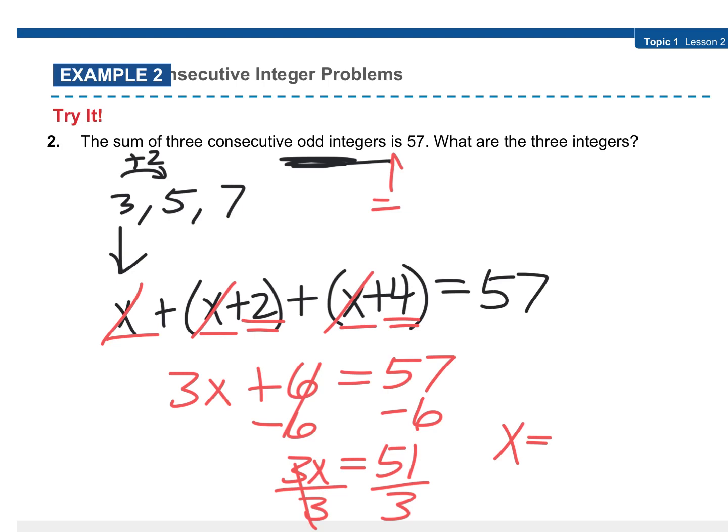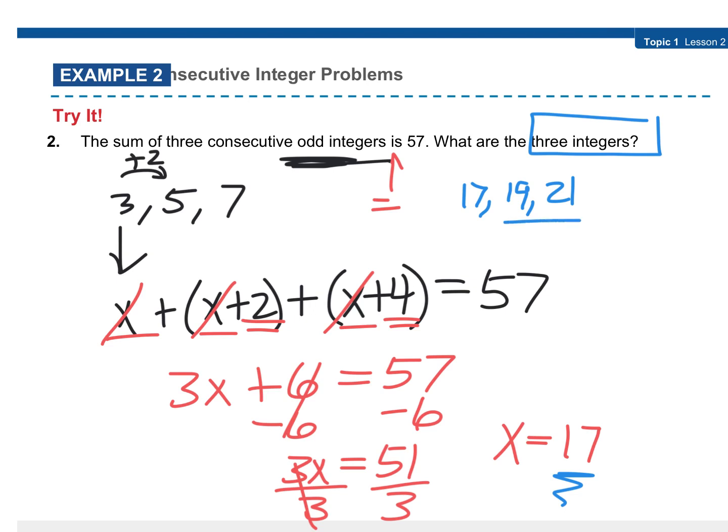Okay, now, calculators are always fine. Obviously, we need to kind of know this. That's 17. Now, I'm not done. The question asks, what are my 3 integers? So if the first one is 17, the next one would be 19, the next one would be 21. Then what you need to do is make sure that those work. If I add these two, that's 40. 40 and 17 would give me 57, so that works. Please always answer the question. It's not just about solving for the variable.